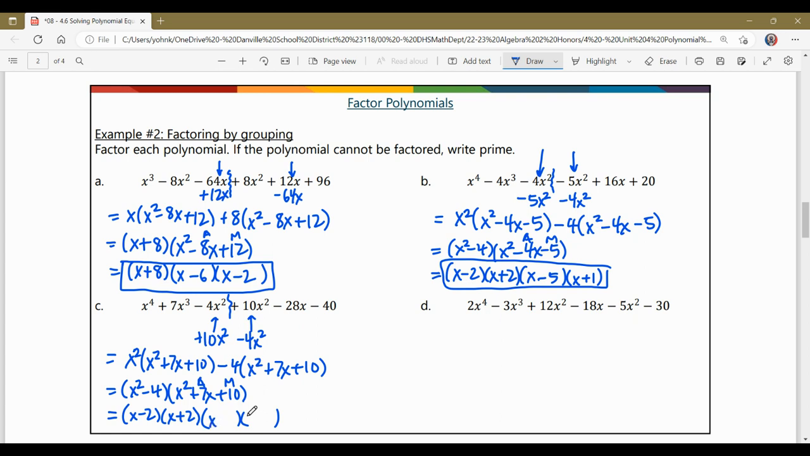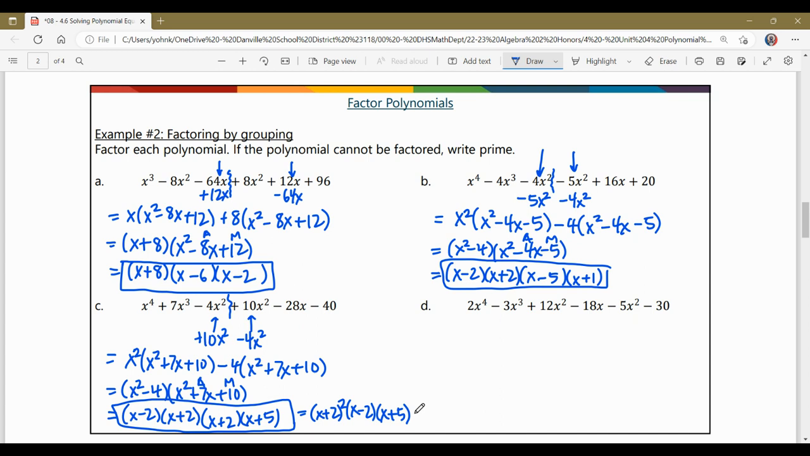So I got x and I got x. Adds to give you 7, multiplies to give you 10. That'd be 2 and 5. Now if I wanted to, I could put the x plus 2's that I see double, and I could put it together as x plus 2 quantity squared, and then have the leftover x minus 2 and the leftover x plus 5. You don't have to, but that is another way you can do it.